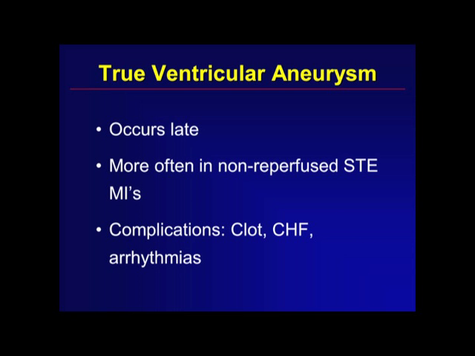A true ventricular aneurysm occurs late after heart attacks. Mostly patients who had an ST elevation MI that didn't get fixed. They ended up with a big area of injury, and over time it formed this sac. And when the good part of the heart muscle squeezes, it actually bulges out like a balloon. It's called an aneurysm. It can be associated with arrhythmias, ventricular arrhythmias, and heart failure. Okay? It can also form clot.